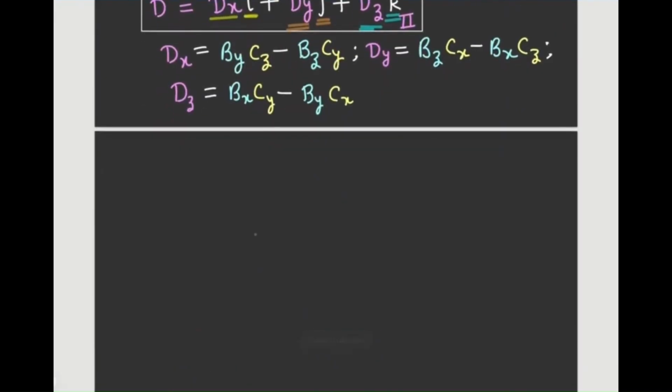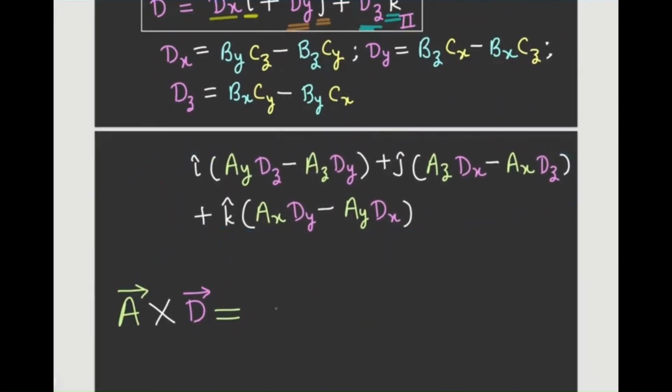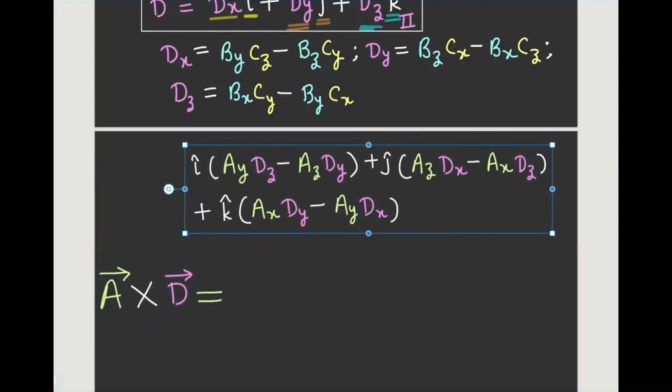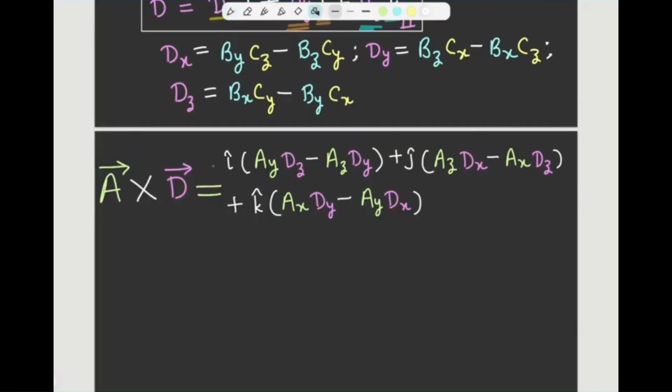And when we insert these expressions for dx, dy, and dz in our previously calculated cross product, A cross D, we get A cross D in terms of the components of the vectors A, B, and C. Let's go ahead and do it.